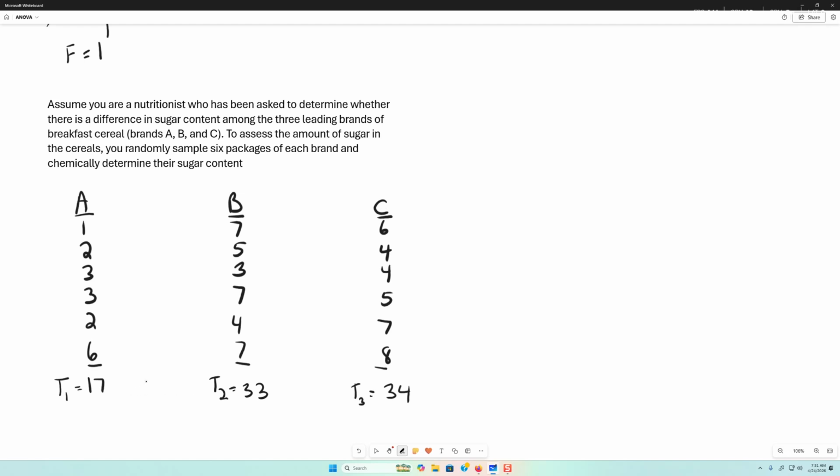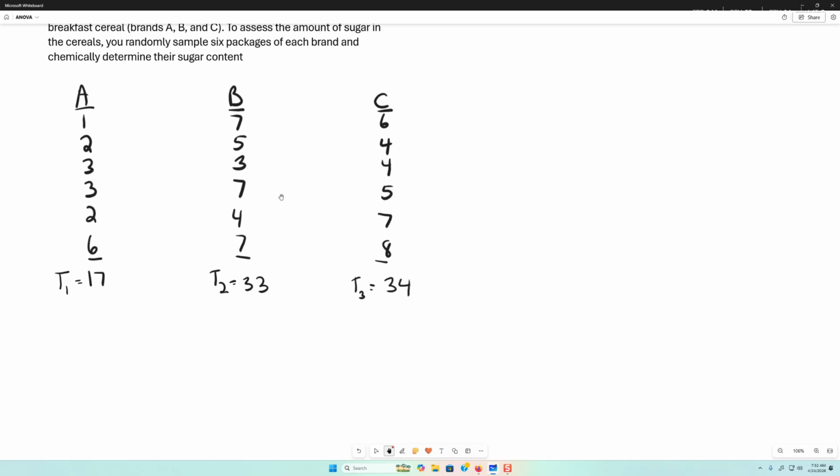Now, if I add up these three totals, I get something called the grand total. So the T is the group total, but when I add them up, I get something called G, the grand total. The grand total is equal to these three added together. And that is the total of all the scores, regardless of condition. All the scores in the data set is the grand total. And that adds up to 84. So that's my grand total.